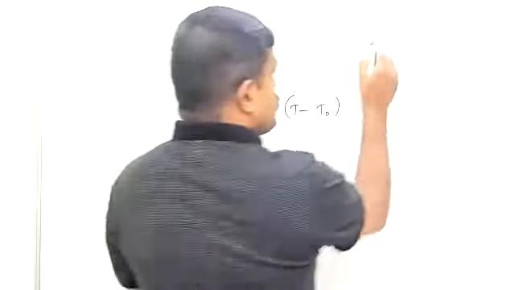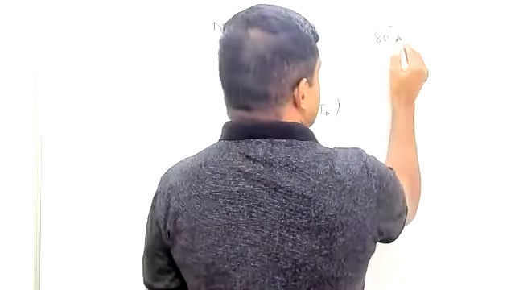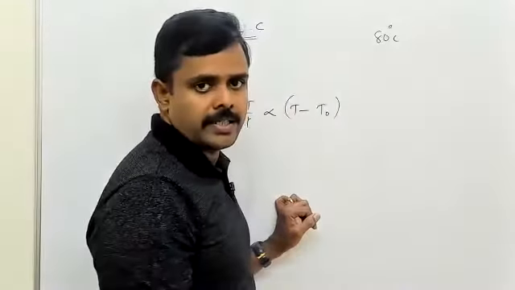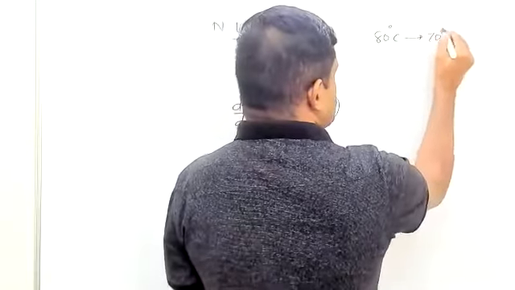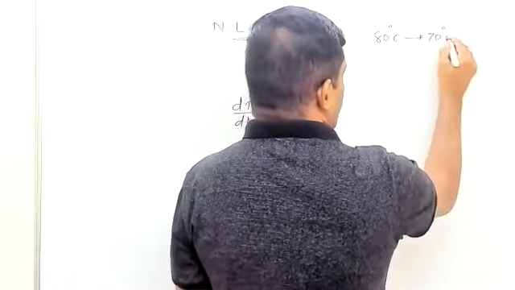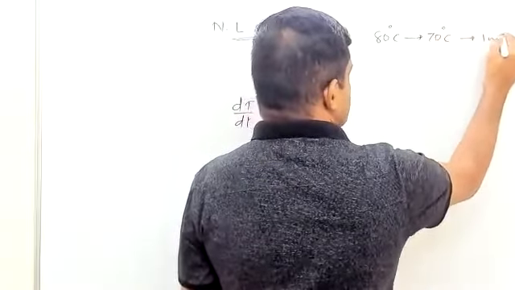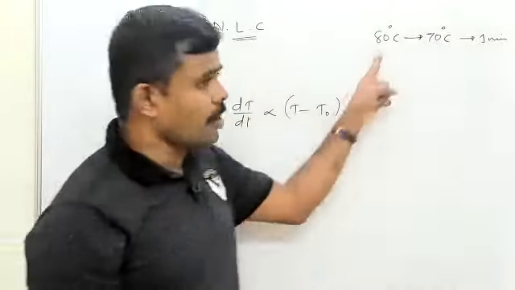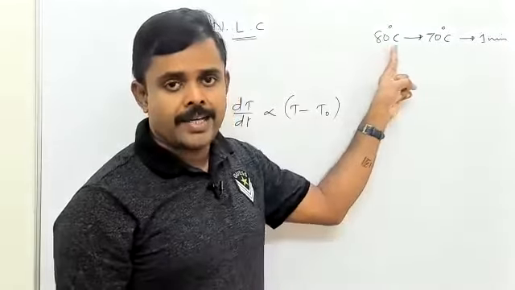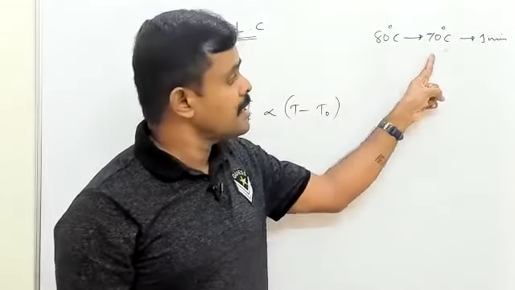I'll tell you. Just imagine you have tea at 80 degrees Celsius. Tea at 80 degrees Celsius. It's a really hot tea. And then it cools down to 70 degrees Celsius in 1 minute. In 1 minute. Did you understand? This is hot tea, 80 degrees Celsius, and it cools down to 70 degrees Celsius in 1 minute.